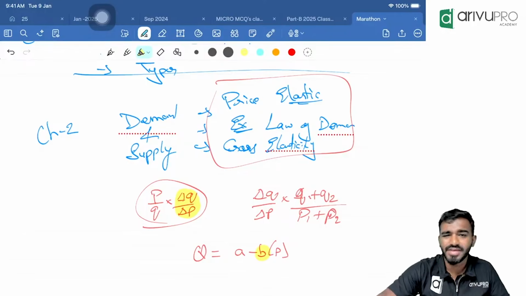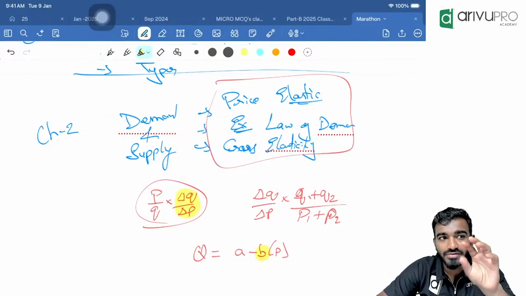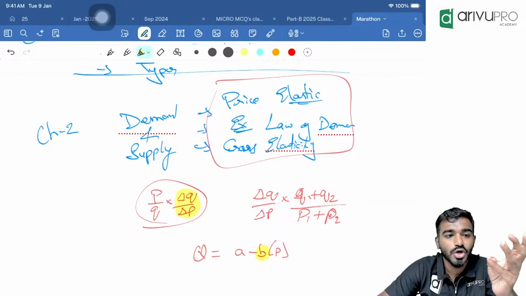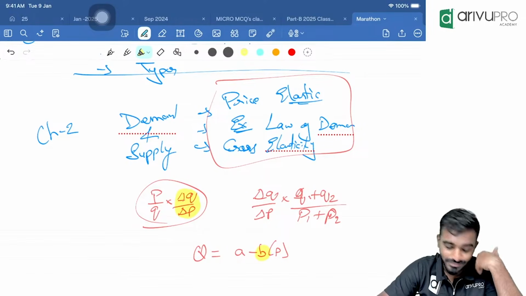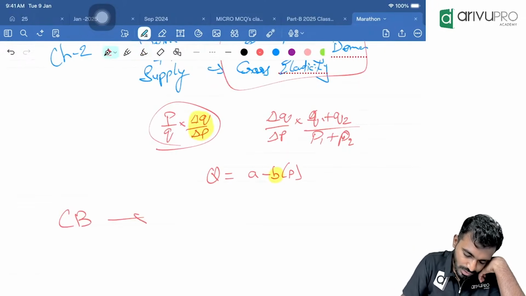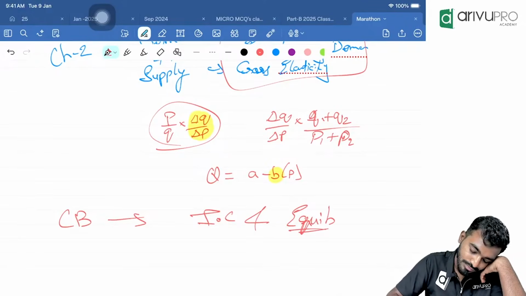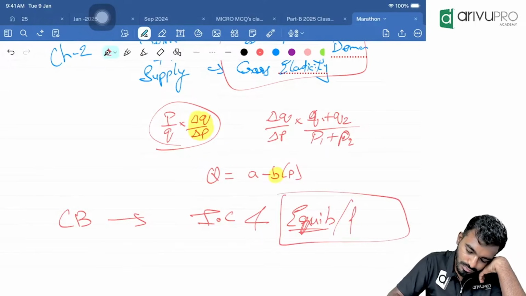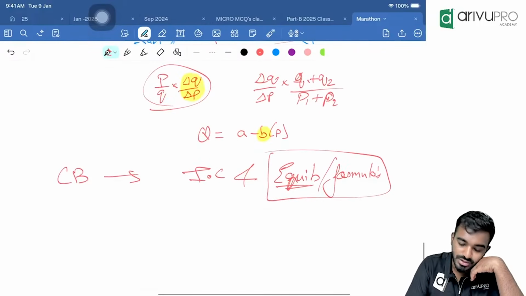And consumer behavior, just 2 questions. Out of that theory, you will get 2 questions. Usually they will ask the main question only, like equilibrium concepts or indifference curve. Most of the time the questions have come from indifference curve, so indifference curve is important. Consumer behavior, indifference curve, and equilibrium condition, formulas and equilibrium condition. Straight away the question comes from there. So this is with respect to chapter 2, which is most important.